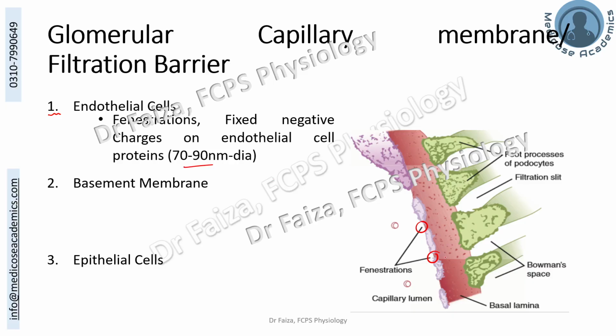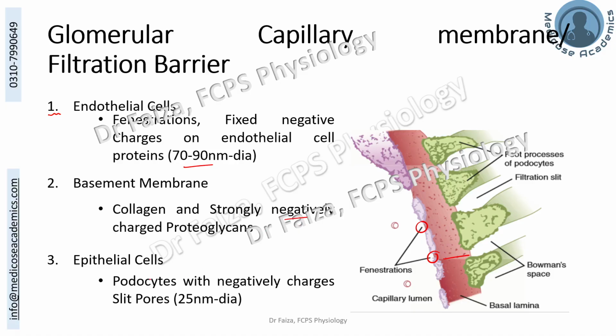Next, the second layer is this basement membrane. Again, the collagen and proteoglycans in this basement membrane are negatively charged. Third, we have the epithelial cell layer of podocytes. In between them, there are gaps known as filtration slits, also called slit pores, which are again negatively charged.